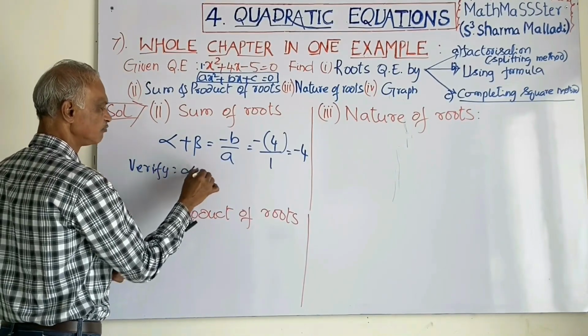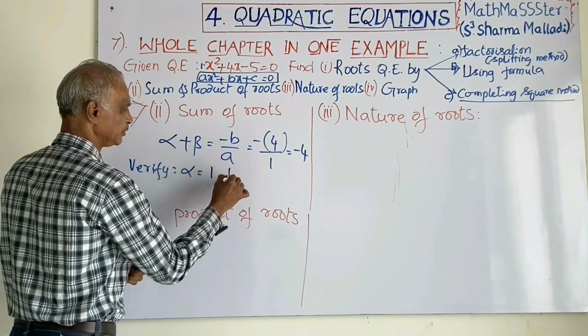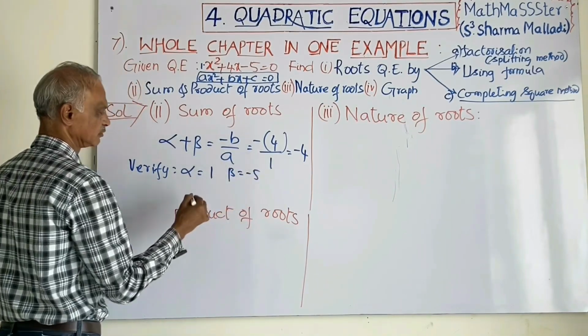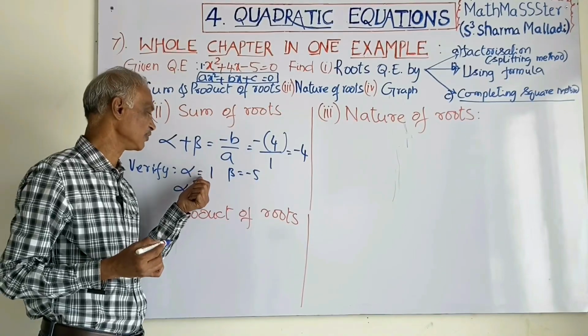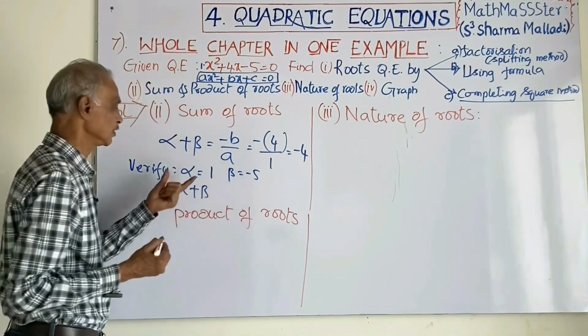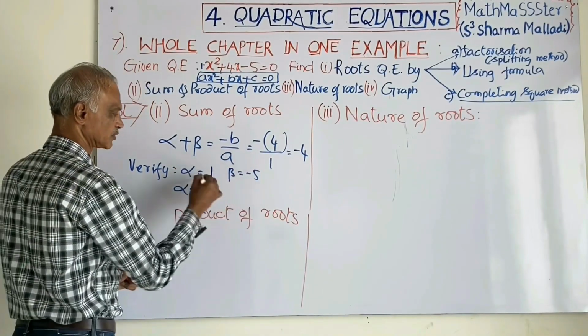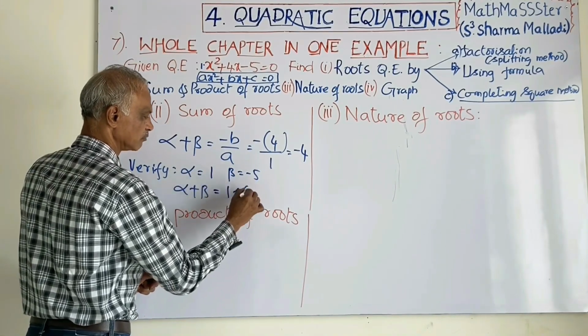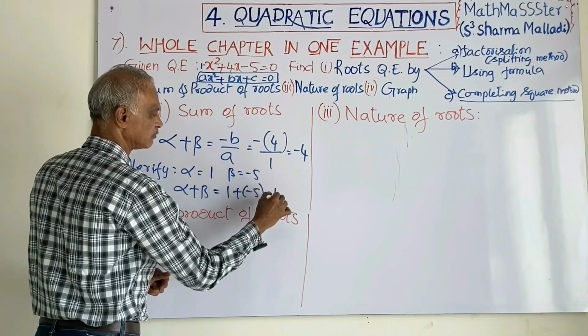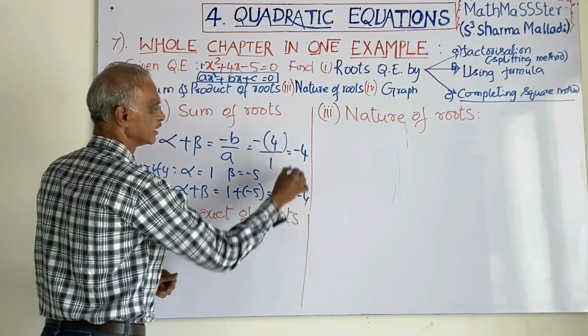See, we have alpha is equal to 1 and beta is equal to minus 5. You add them. We have already done. Alpha is equal to 1, beta is equal to minus 5. You find the sum of roots, means alpha plus beta is equal to 1 plus minus 5. You will get 1 minus 5. You will get minus 4.